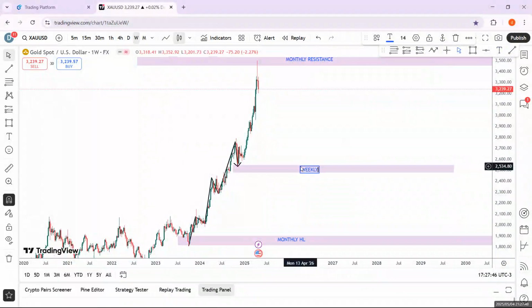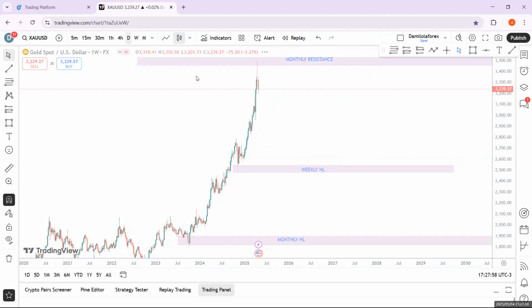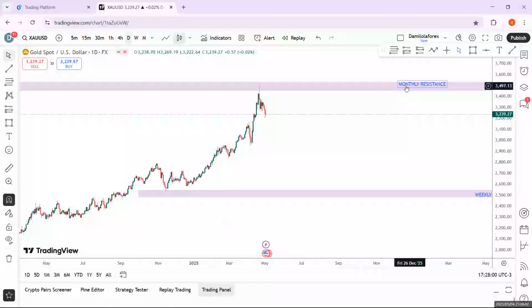Okay, so right here would now be what? Weekly HL. This is the weekly higher low level. So we'll now take this window right here, the monthly resistance, and this weekly higher low level as what? As our range of focus again, to look for a trade entry opportunity within this particular window.